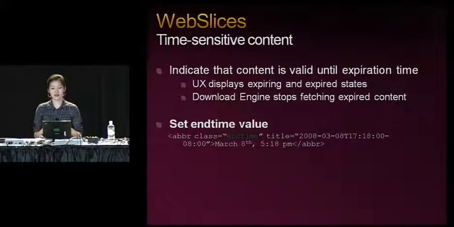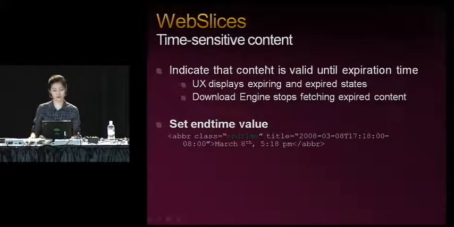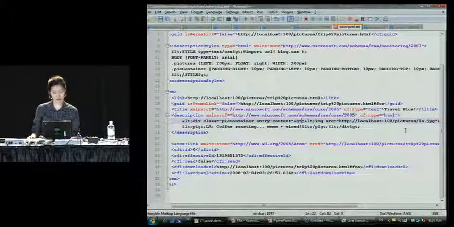IE then knows that, okay, if it's going to be ending in 5 minutes, we're going to let the user know that this content is expiring, and that's done through italicized text. And then once it's expired, we gray out that text to the user, and we've also turned off the background download for that web slice. So next, let's go and mark up one for eBay and insert an end time for that.